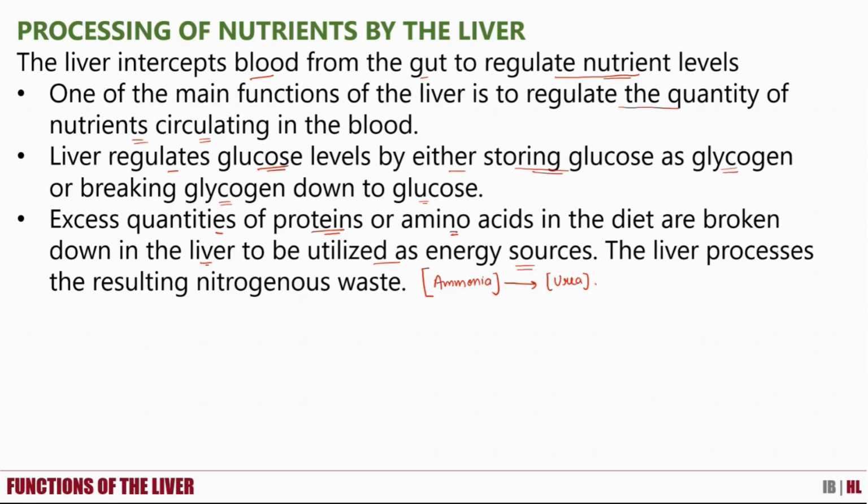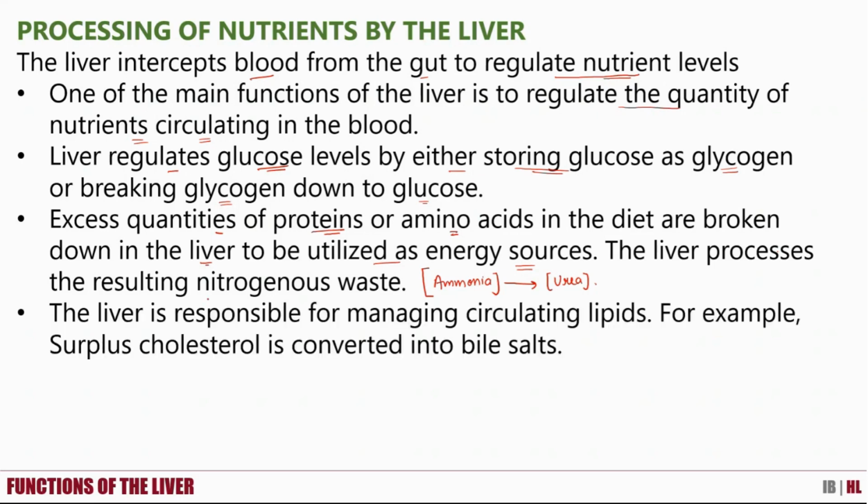And where does this conversion of ammonia to urea take place? Is it not in the liver? In the kidney? It is in the liver. Okay, clear? From the liver, it is transported through blood to your kidneys. Then lastly, the liver is also responsible for managing circulating lipids.